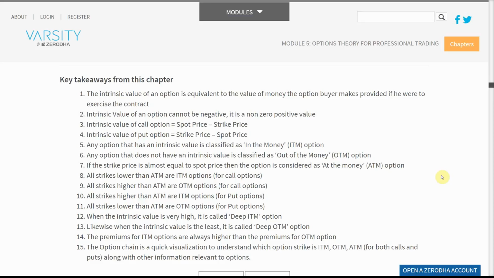When the intrinsic value is very high, it is called a deep ITM option. Likewise, when the intrinsic value is the least, it is called a deep OTM option. The premiums for ITM options are always higher than the premiums for OTM options. The option chain is a quick visualization to understand which option strike is ITM, OTM, ATM for both calls and puts, along with other information relevant to options.